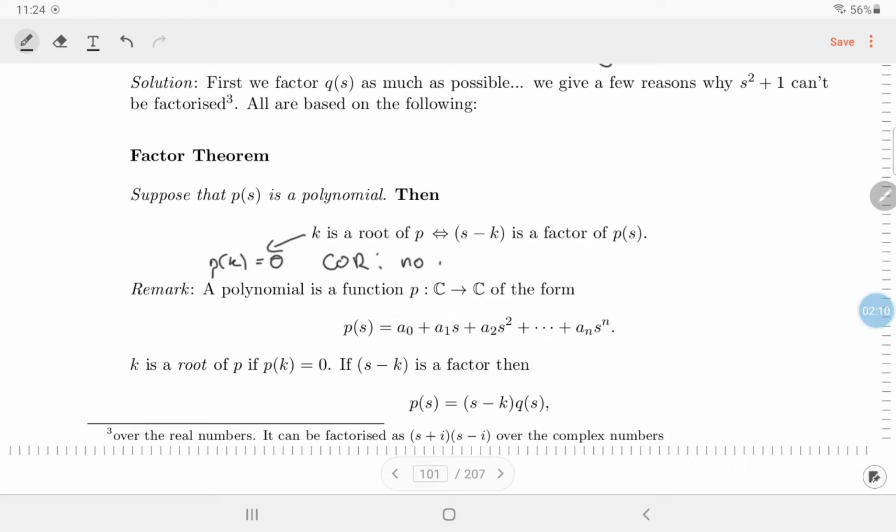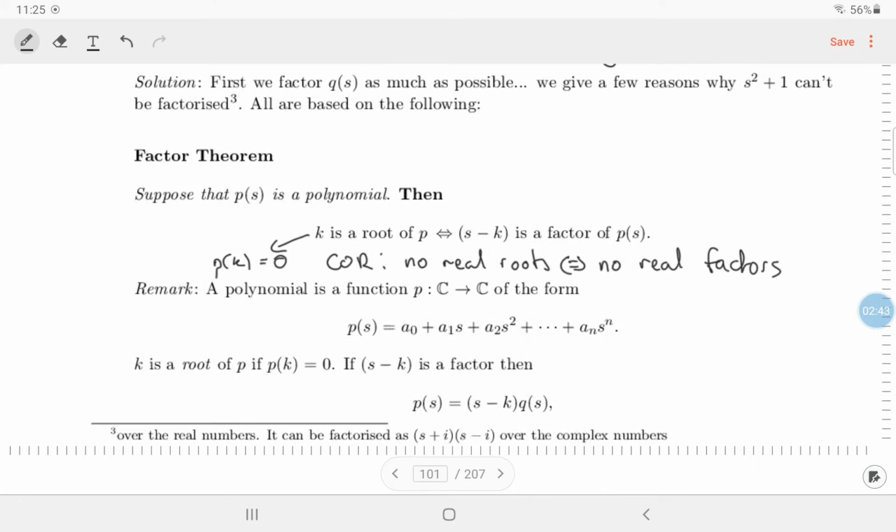No real roots, no real factors. Now, what I mean by a real factor is s minus a real number. Because all the factors come from roots, if there's no real roots, there's no real factors. So if the roots are all complex, then there's no real factors. Now you can have real factors with s squared, but not just s.